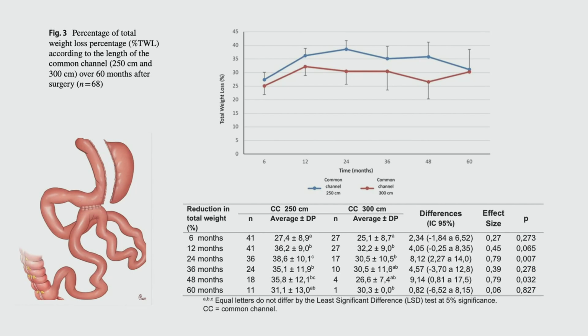They are comparing a 200 centimeter common channel with a 300 centimeter common channel. Here you can see the total weight loss at 5 years, going to be a little bit in favor, but very similar result. You can see the total weight loss at 5 years comparing the 250 with the 300 centimeter. Here you can see the numbers and the figure over there.